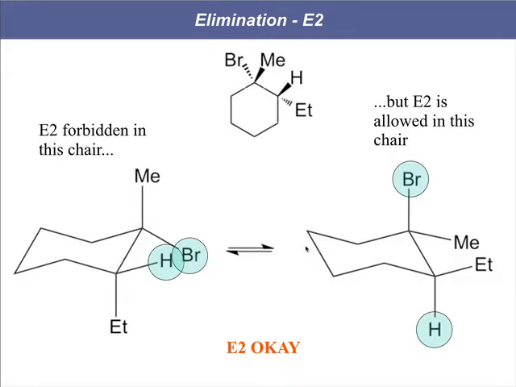Now, in this case, it is actually true that the chair on the right is the more favored conformation. That puts the methyl group and the ethyl group equatorial, whereas the other chair only puts the bromine equatorial. So between this equilibrium, we're going to spend more time on the right structure than the left structure. And as a result of that, we're going to have a chair in a conformation that is susceptible to elimination.